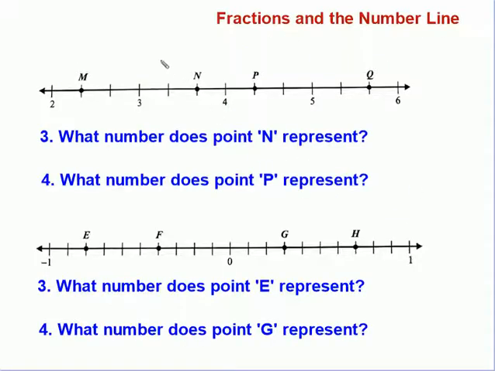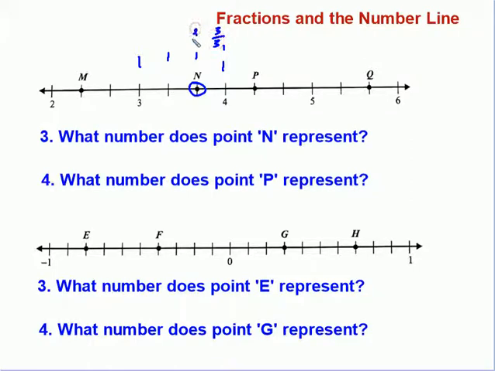In addition to graphing whole numbers on the number line, like 2 and 3 and 4, we can also graph fractions on the number line. In this case, what does the point N represent? Well, we've divided this area between 3 and 4 into 3 spaces. So we have 1/3 here, 2/3 here, and then 3/3 here.